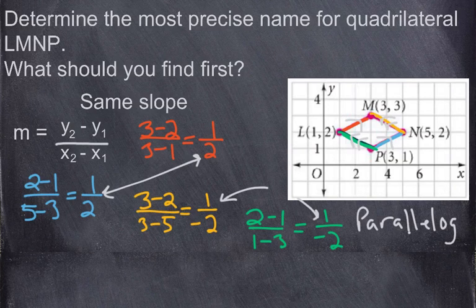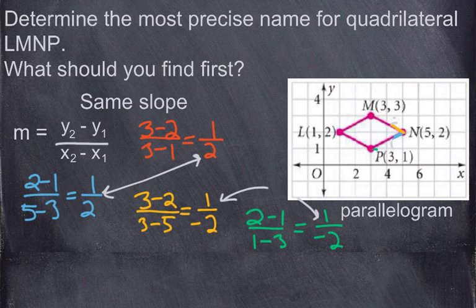I'm running out of room. I'll just type it out. There we go. So, we have parallelogram. Now what we have to find out is, can we prove if this is a rhombus or not?